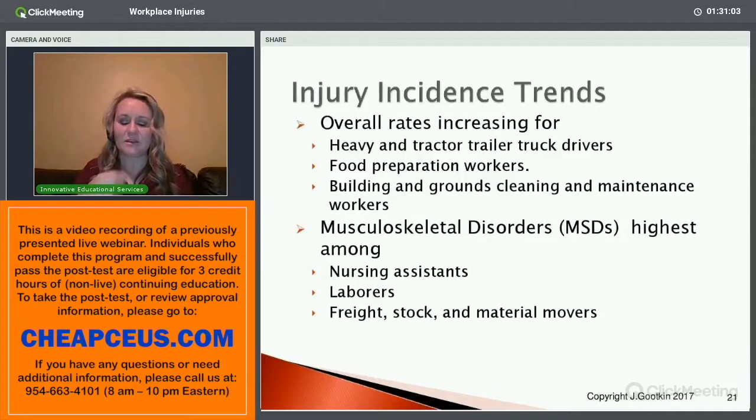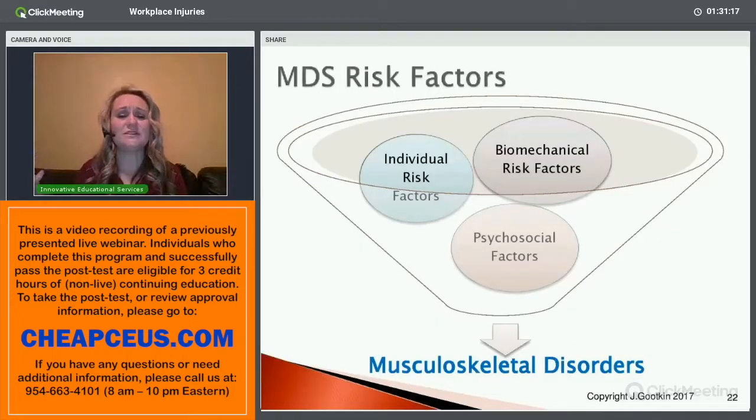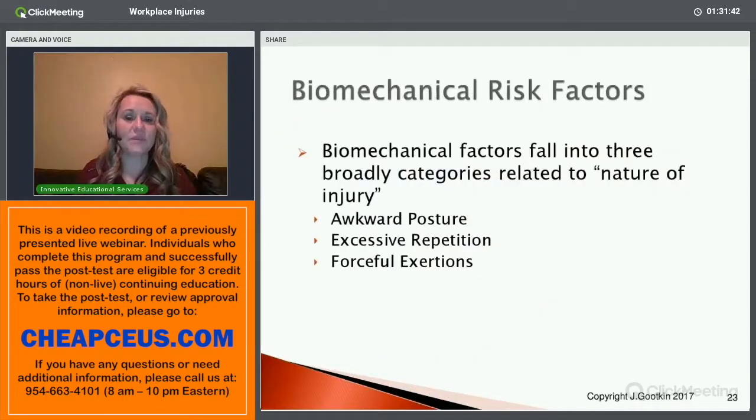Overall, as I mentioned, we're seeing that there is a significant increase in musculoskeletal disorders. That's our focus for today, our cumulative trauma types of pathologies in certain professions. And these musculoskeletal traumas develop based on three set components that contribute to the development of our musculoskeletal pathology. We have individual risk factors, biomechanical factors, and psychosocial factors. And they all are going to interact to lead to increased exposure risk.